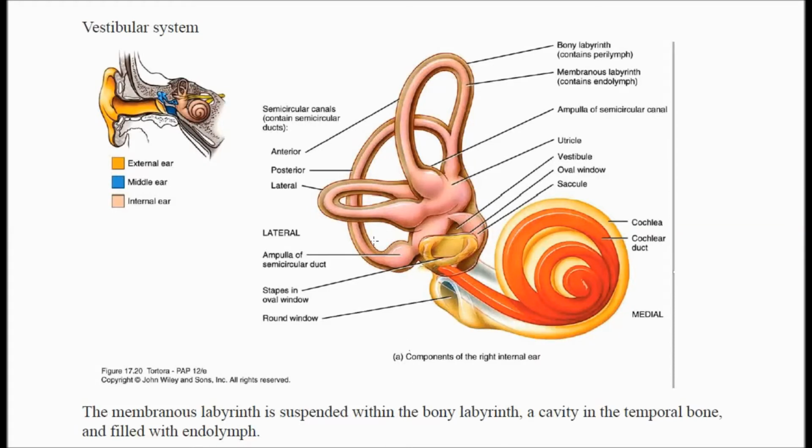Okay, this topic covers the last part of the sensory system, so the vestibular system. The vestibular system is crucial in balance control and also gaze stabilization.